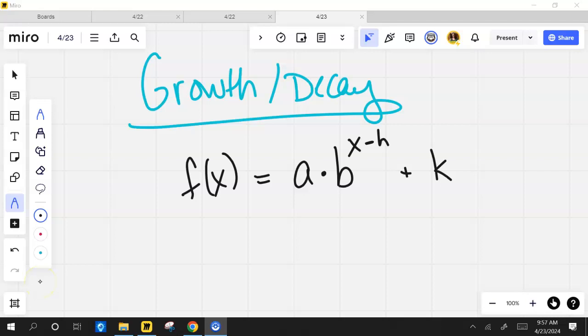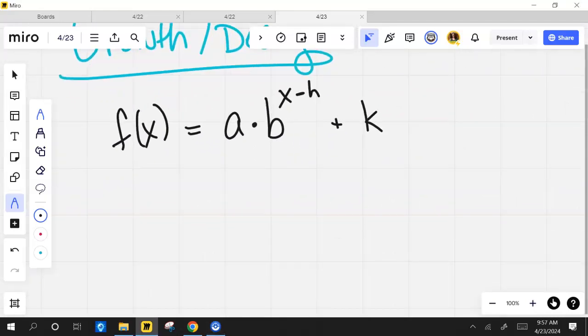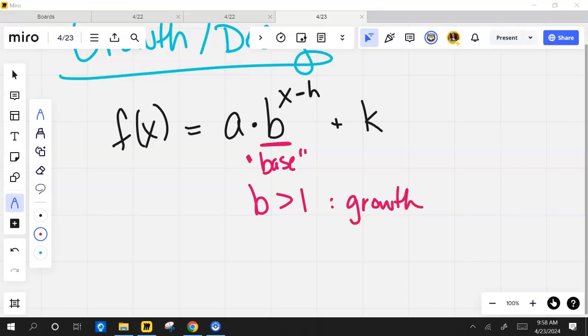So a couple of things before I start. The b, which is the base, tells us whether we're talking about growth or decay. If b is bigger than 1, and by the way, b is never going to be negative. If it's negative in front, then that means a is negative. And we'll do several examples like that where I can show you what I'm talking about. But if b is bigger than 1, then it is a growth. And if b is less than 1, but remember b can't be negative. So if I'm talking about less than 1 and not negative, what am I talking about? Fraction. Then it is decay.